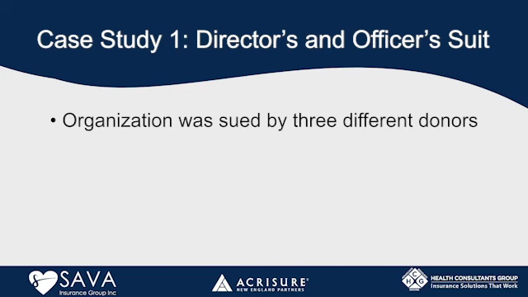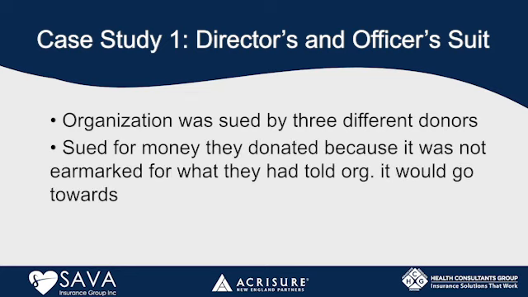I sure can. These are actual claim examples that we had gotten from one of our carriers. One example is the organization was sued by 3 different donors. The donors went and sued them for money that they donated to the organization because it wasn't earmarked for the things that they had told them that it would go towards. So 3 of the different donors went and sued the organization, the board, for the D&O coverage. They ended up getting settlement, defense costs. So for those 3 people who went and sued that organization, it ended up being a total of $530,000.